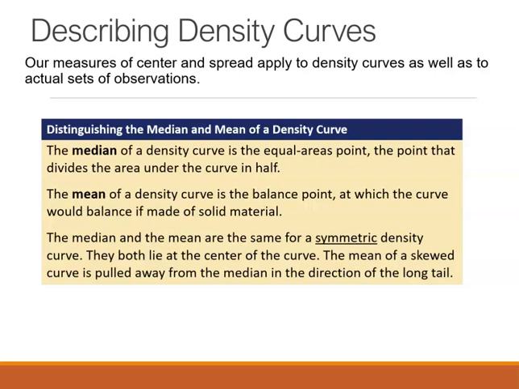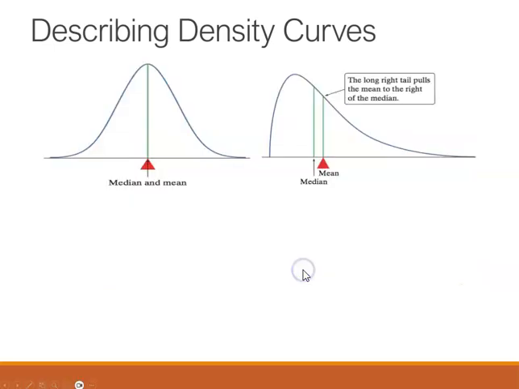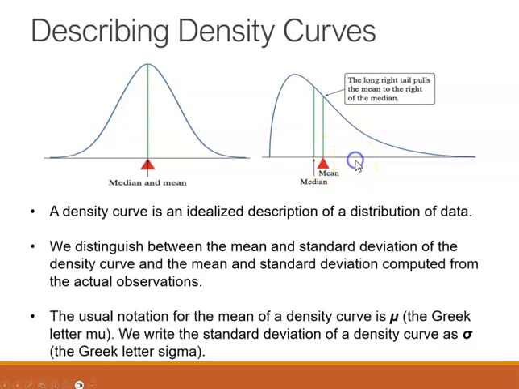Now, in the case that our curve is symmetric, the median and mean will be at the same location. So, for example, if our density curve looks like this, my median and mean are in the same location right here. If it's skewed, we remember from earlier that the mean is pulled towards the skew more strongly than the median.